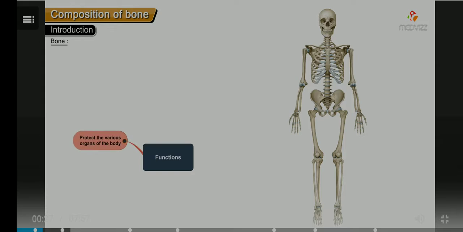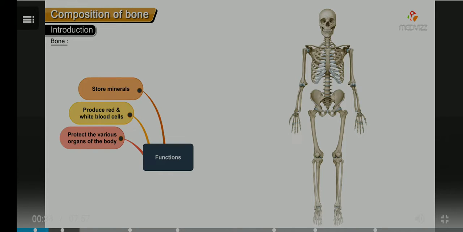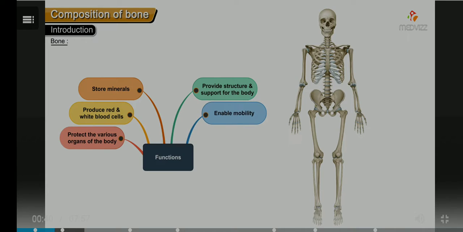Bones protect the various organs of the body. They produce red and white blood cells. They're responsible for storing minerals and also provide structure and support for the body, thus enabling mobility. They are lightweight yet strong and hard and serve multiple functions.